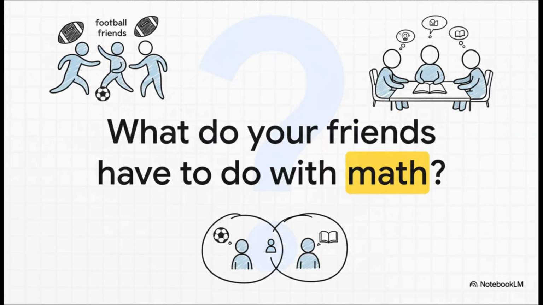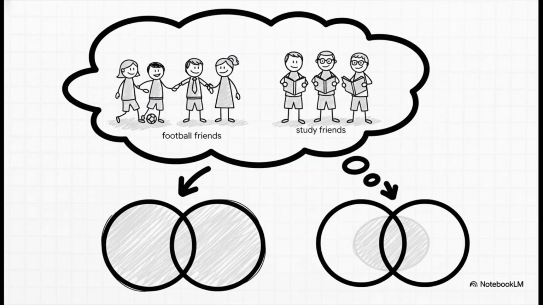Yeah, I know what you're thinking. My friends in math? What's the connection? Well, just picture your friend groups for a second. You've probably got different circles, right? Maybe you have your friends you play football with, and then you have your friends you study with. The way you naturally sort those groups in your head is exactly how mathematicians think about sets. It all boils down to two key ideas: union and intersection.